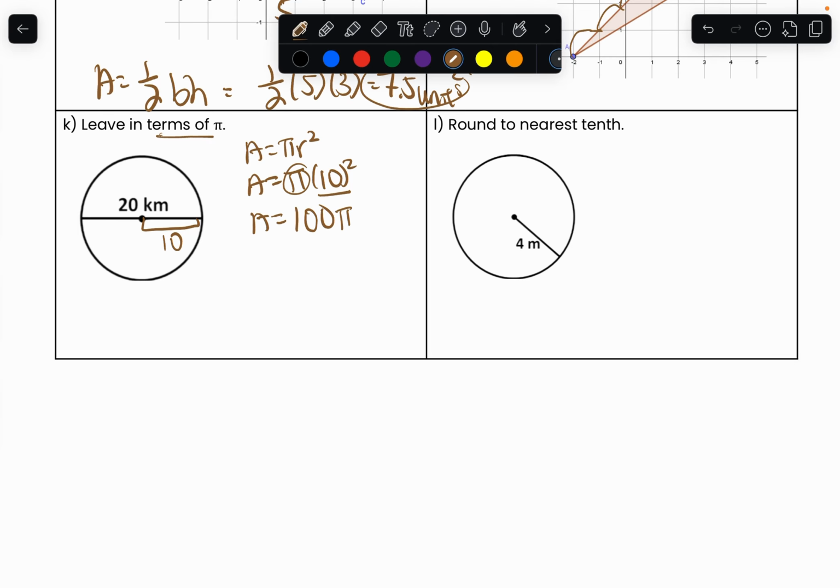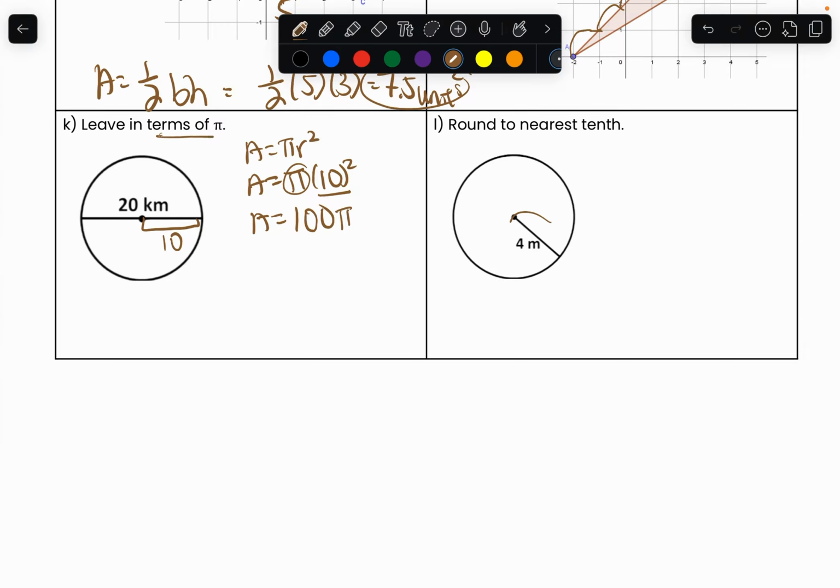Now, if it says actually solving it, then you have to look at what value it asks you to round for, and then you plug this into the calculator. Next one. So let's look at question I here. We're asked to round it to the nearest 10th place. Now, on this question, we're given the r already, so let's just plug in my formula.